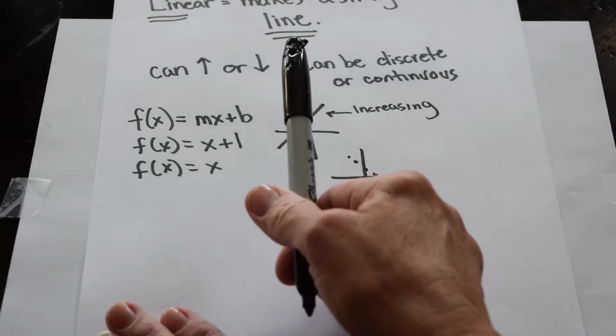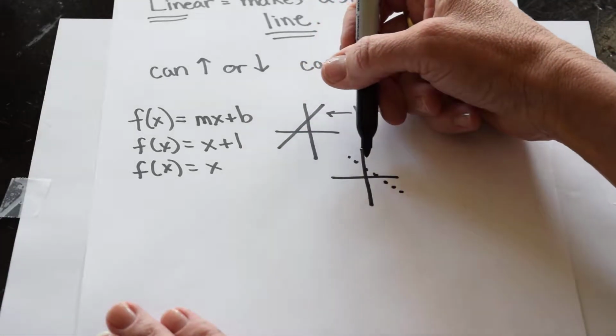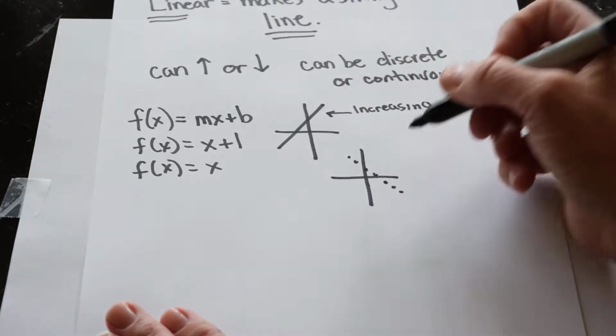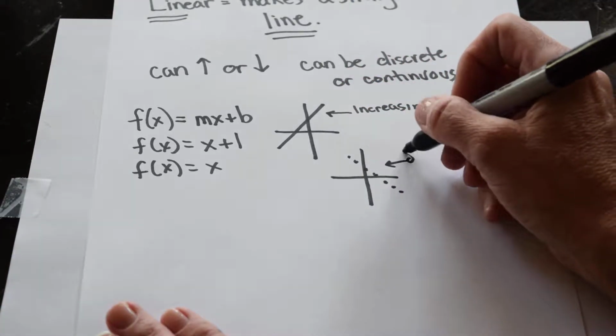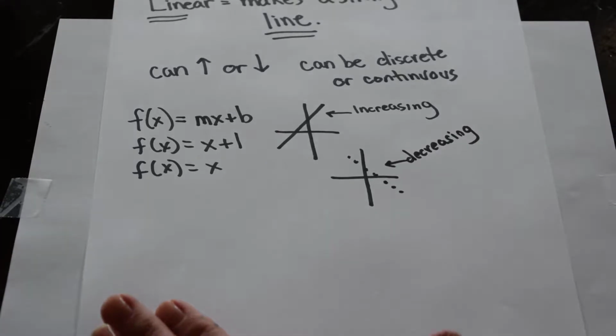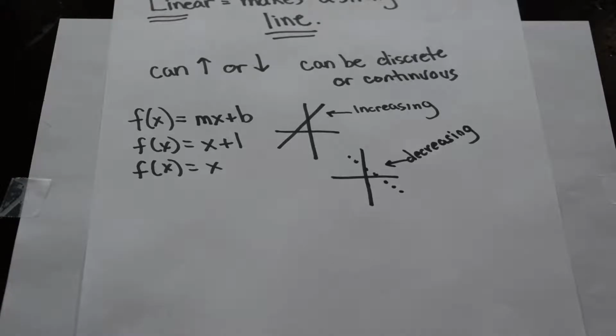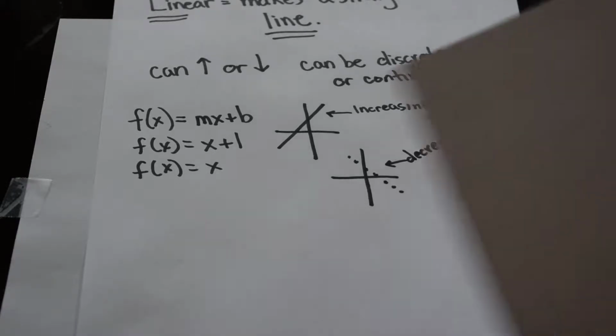Now look at reading, just like reading a book, left to right. If I start here and I go along, I'm like, ooh, it's going down. So this one is decreasing. We need to know that, and I also know there's a question on the test that deals with that. So we want to make sure we know increasing and decreasing.